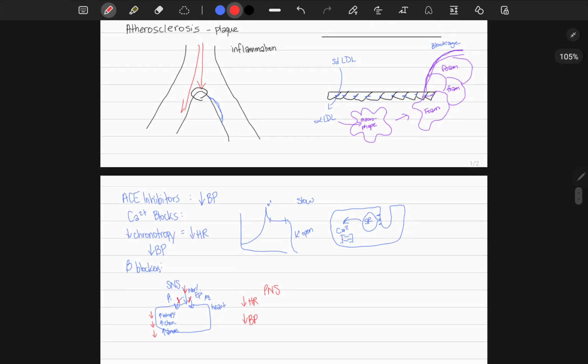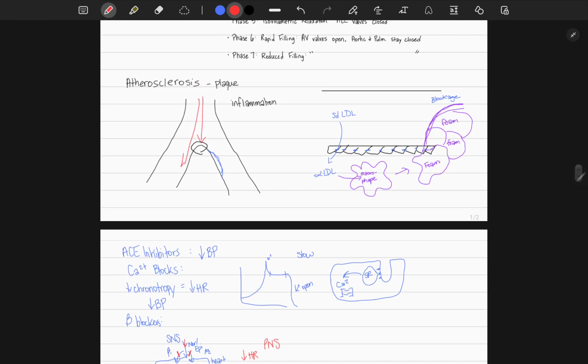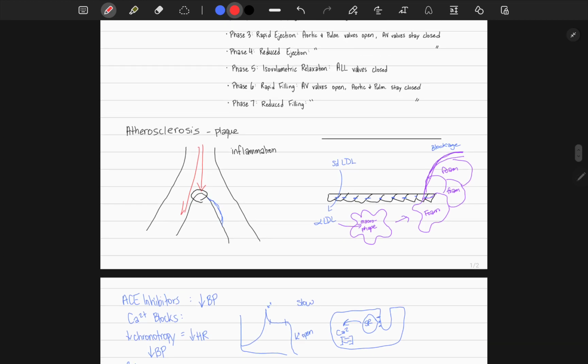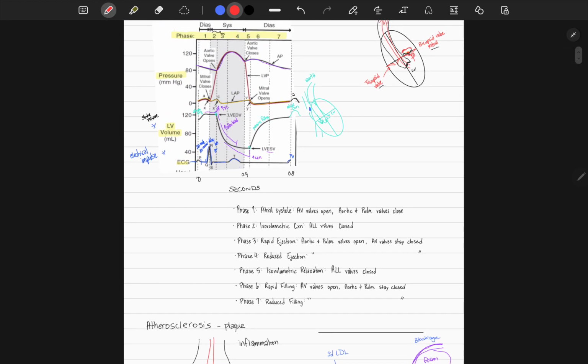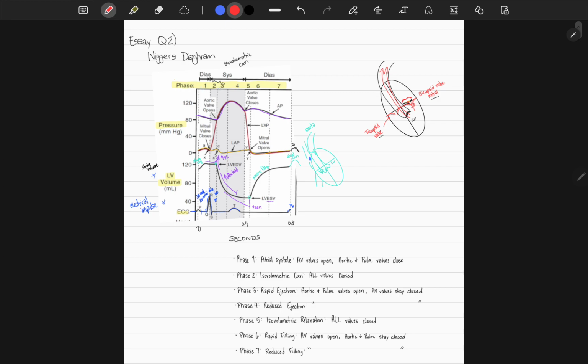So all of these different pharmacology drugs will decrease blood pressure and decrease heart rate, which can decrease the bad effects from atherosclerosis, which is going to affect the Wicker's diagram. Being more in this realm of normal for PNS will less likely affect these waves. So that concludes video 2, and thank you so much for watching.